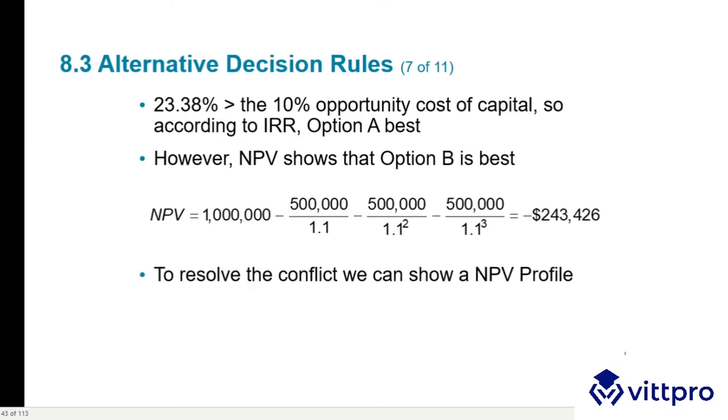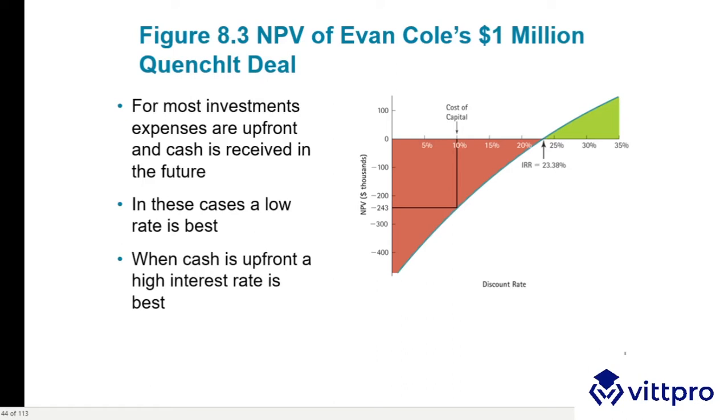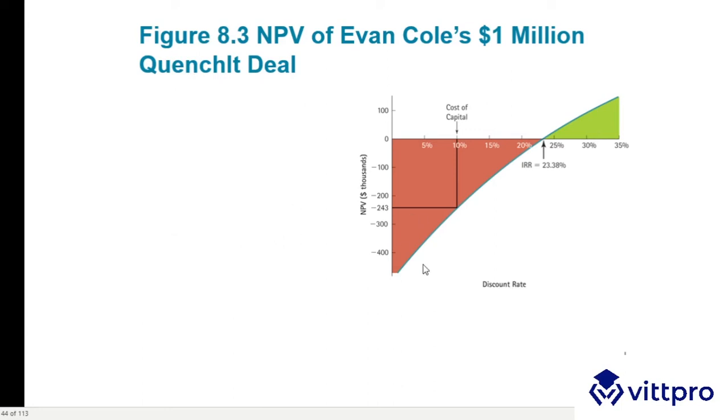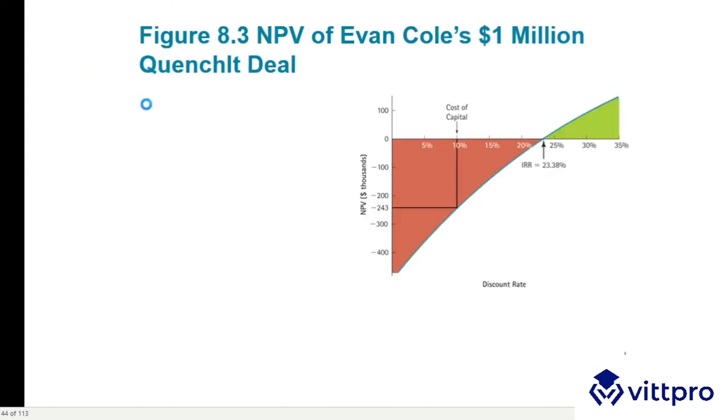There's a conflict, so we want to resolve it by using the NPV profile. In the NPV profile of this option, if the cost of capital is 10%, the NPV is minus 243,000, and at a cost of capital of 23%, the NPV is 0. If the return is 25% or more, only then is the option of getting $1 million now going to be profitable, because in this case the negative cash flow comes first. If you reverse the signs, minus 1 million and plus 500,000 each year, then the IRR will give you a different result. For IRR, I just calculate like this.